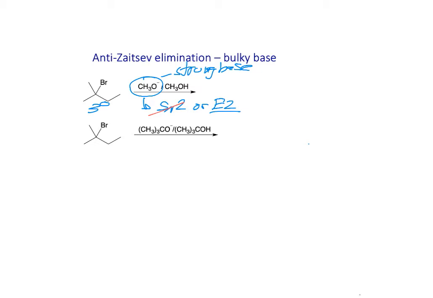When it does that, it would follow the Zaitsev rule, giving us the more highly substituted or more highly stable alkene product. So our product would be this one here.